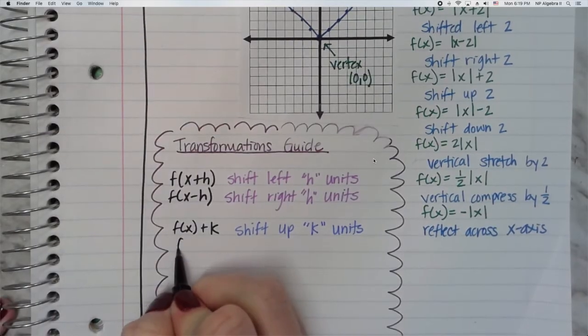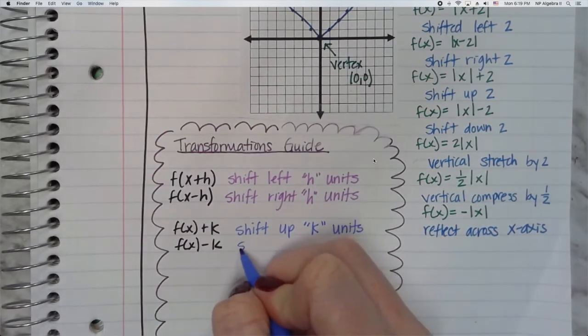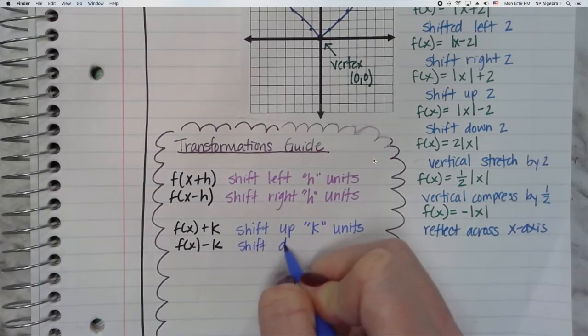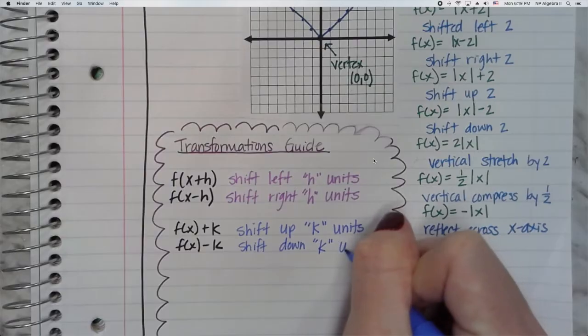If I have f of x minus k, what do you think that transformation is going to be? Shift down. So shift down k units. Whatever k is, that's our shift.